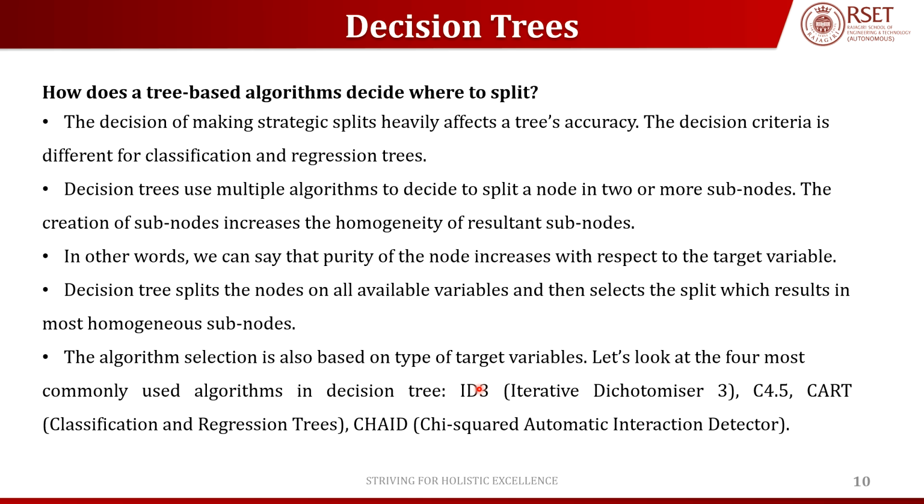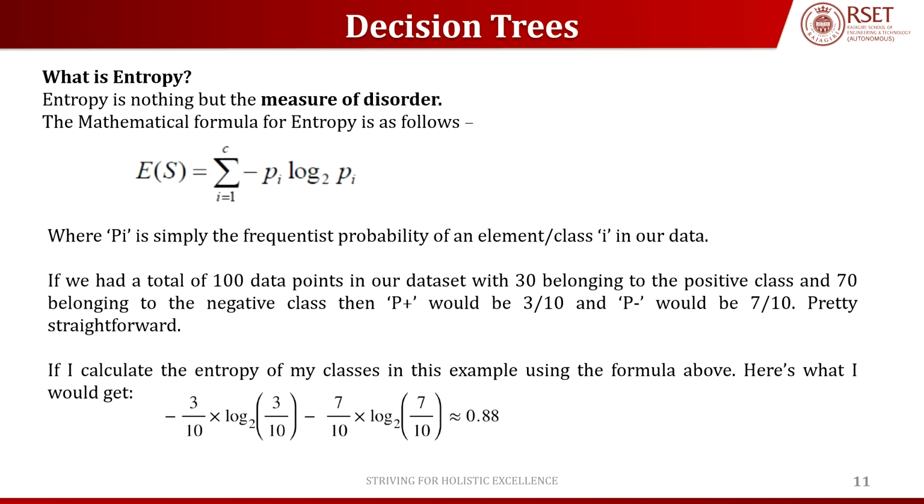In fact, there are several algorithms used for splitting, and the most common ones are ID3, which stands for Iterative Dichotomizer 3, C4.5, CART, that is short for Classification and Regression Trees, and CHAID, which is chi-squared automatic interaction detector. Each of these uses a different mathematical criterion to decide the best split, but the main idea is the same: find the split that creates the purest groups.